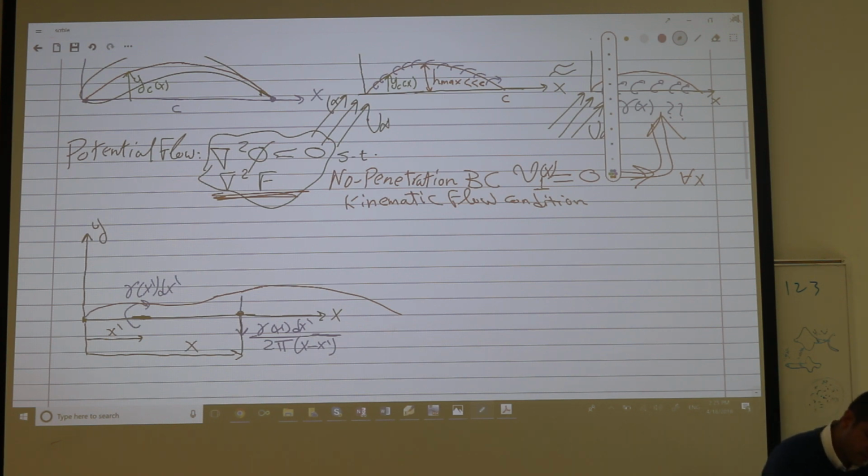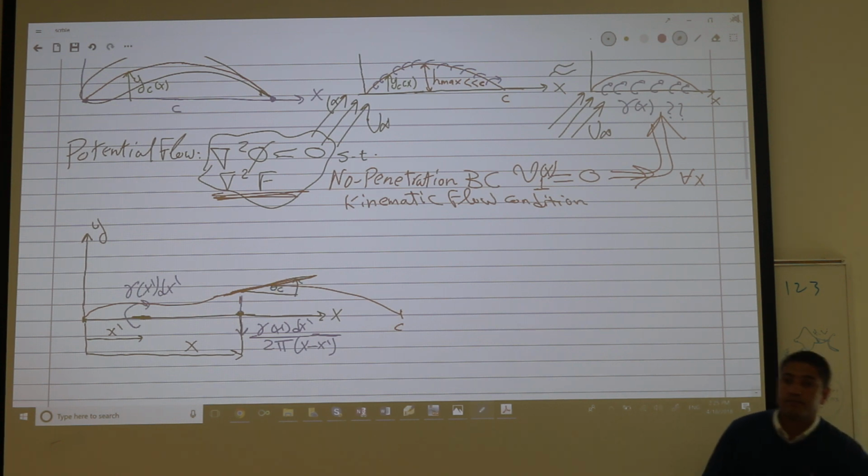So this is your camber. This is C. So at this x, here is the tangent to the camber. In particular, this angle is theta camber, okay? The tangent of the camber curve.